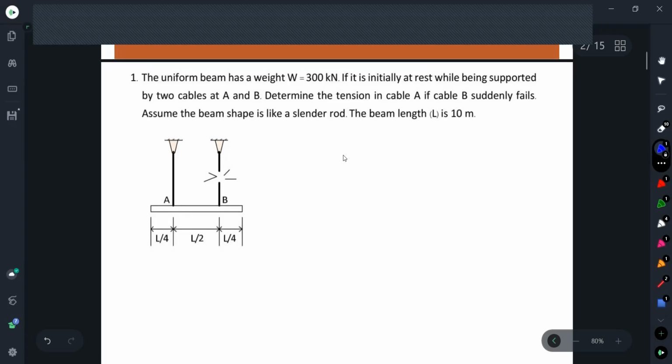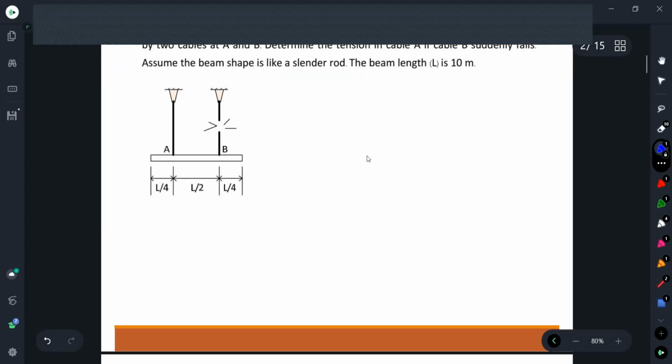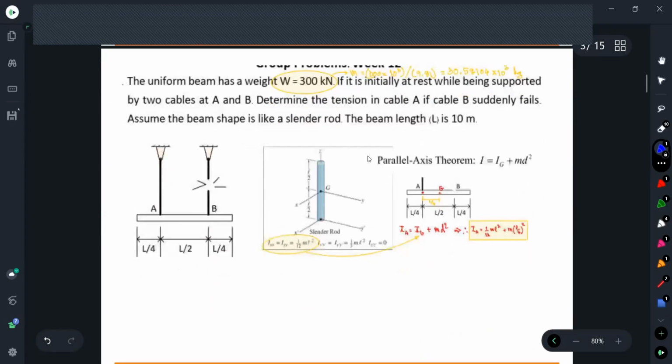Okay, so for this case, we start by considering the log. We found that when cable B fails, it should have rotation about point A. So then we have to determine the mass moment of inertia of the beam about point A.